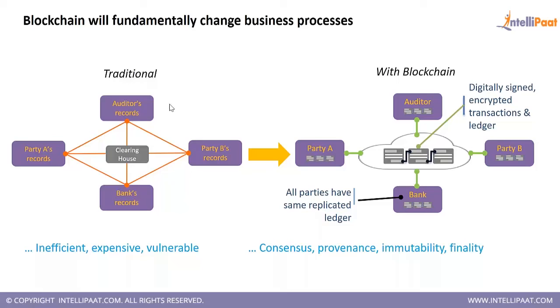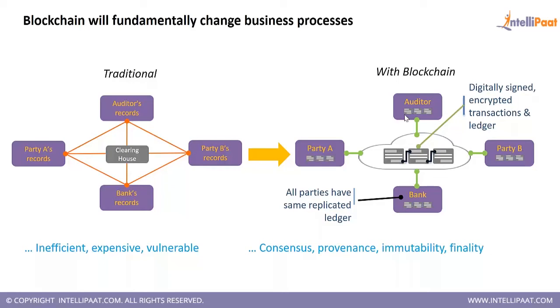Okay, so that's how we're moving from the traditional way to a newer way of doing business using blockchain. So how do we do business over a blockchain? As I said, you can see the different blocks over here: detail, signed, encrypted transactions, and a ledger.